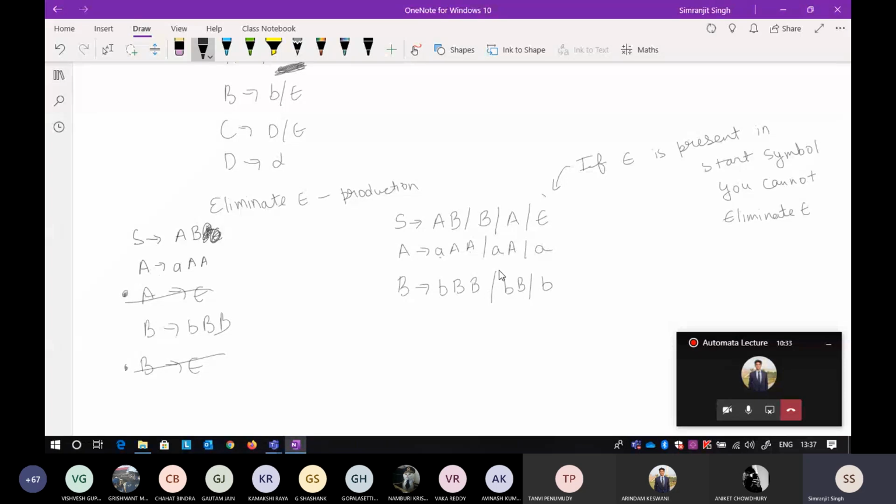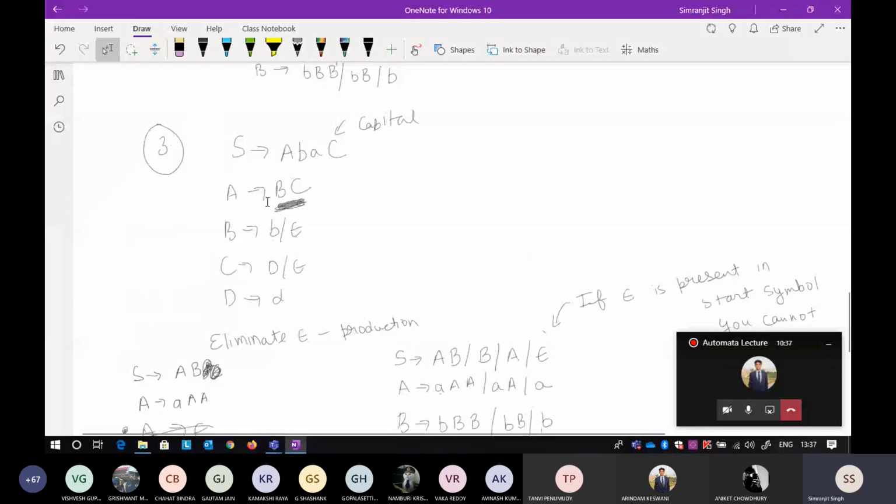Now, what I told you in the previous lecture about this particular question: if b tends to epsilon and c tends to epsilon, and here a is also tending to epsilon, and it is not a starting symbol, you just do not include the epsilon, you take it as it is. That was a wrong conclusion that I made.